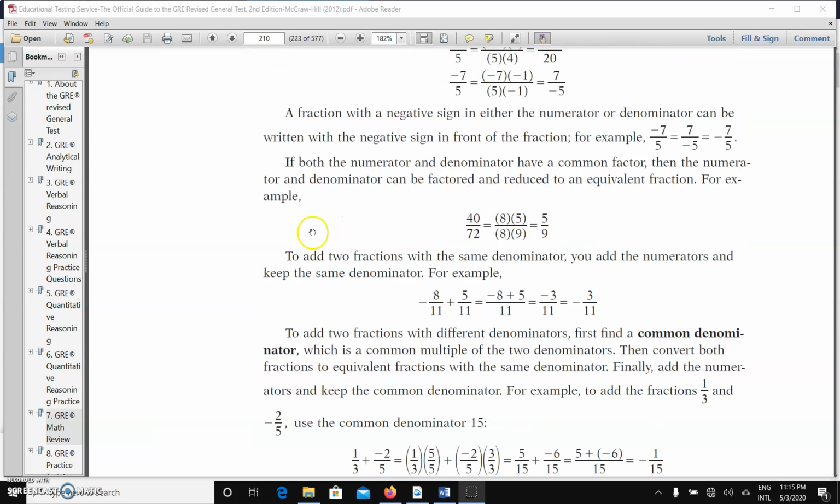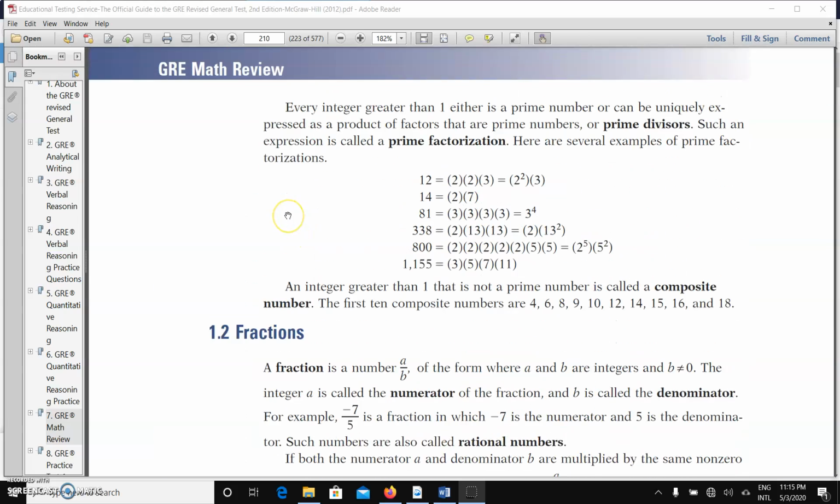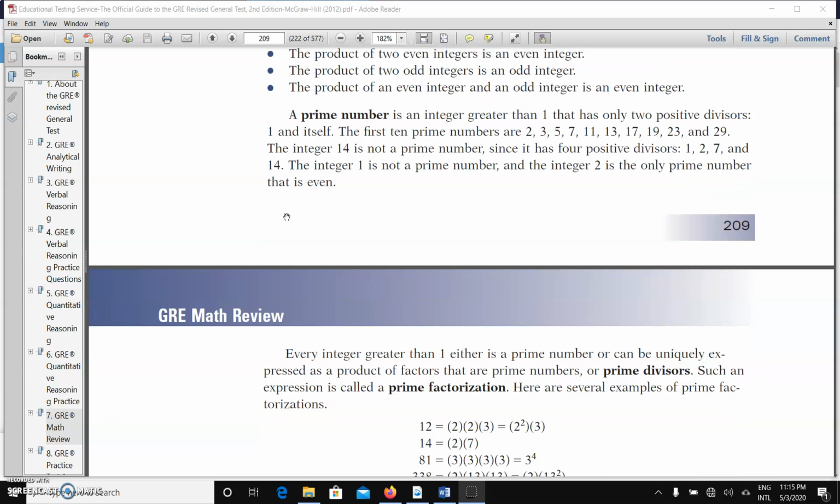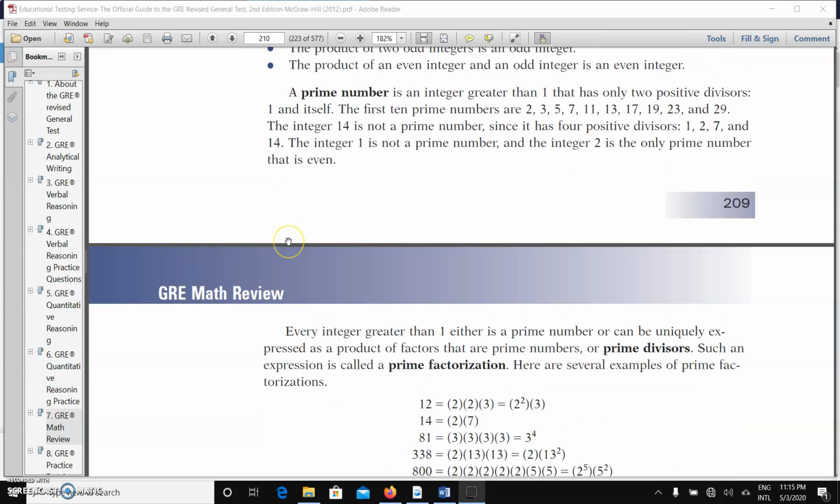Alright, so let's continue from where we stopped. Now, let's start with prime numbers. What is a prime number? Prime numbers are numbers that can only be divided by themselves and one. Okay, it can only be divided by itself alone and one as well. So that means this kind of number doesn't have any other factor. The only factors they have are themselves and one.